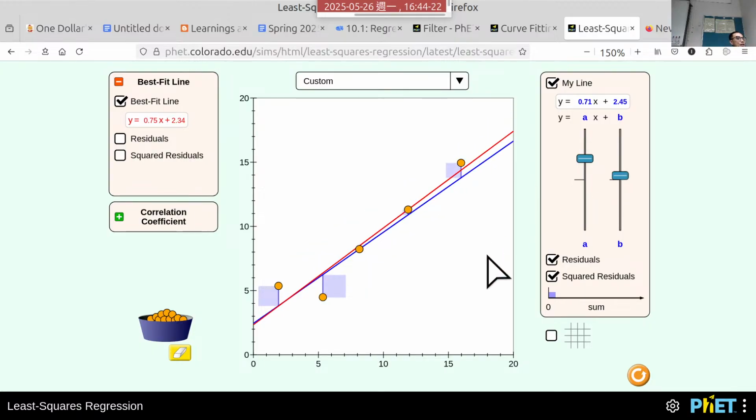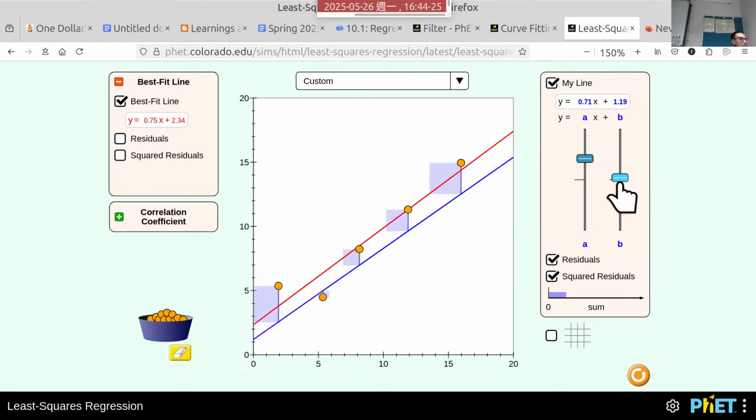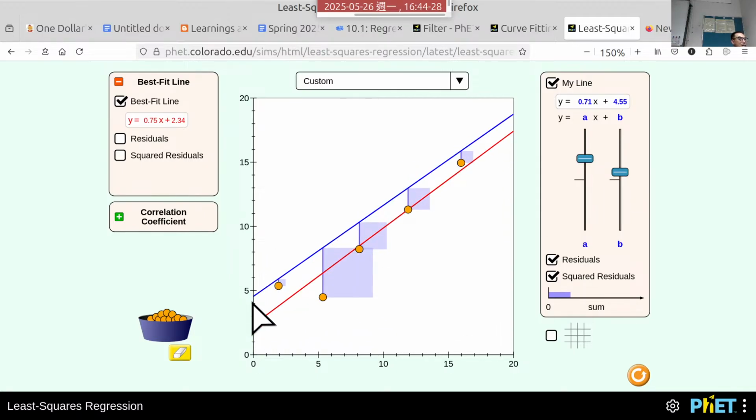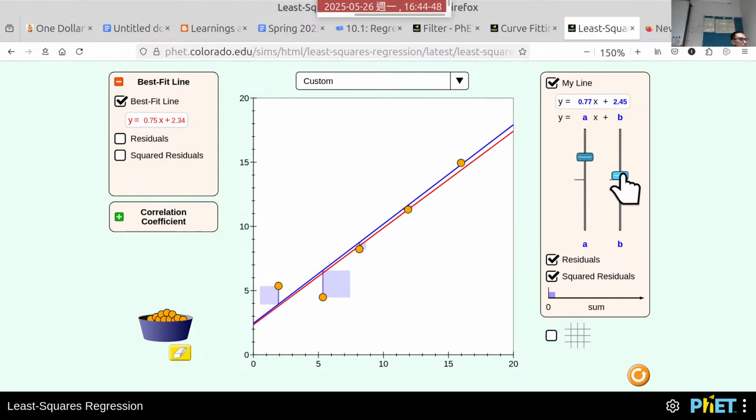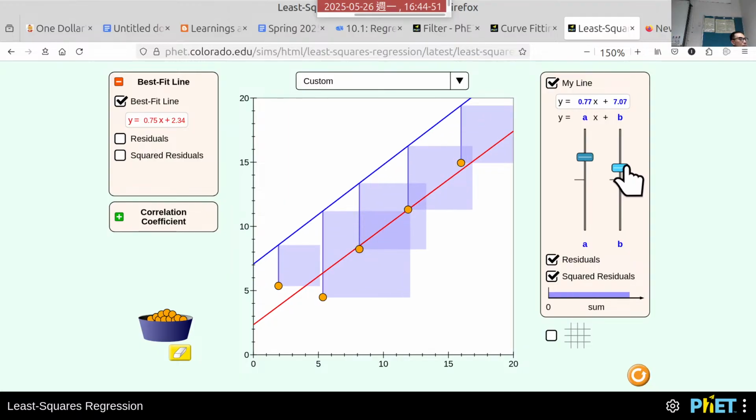And the line is very close to the red line. The intercept is here, 4.55. This location is on the y-axis, 4.55. Okay, get it? You can take a screenshot of this. Then you can move back to our textbook.